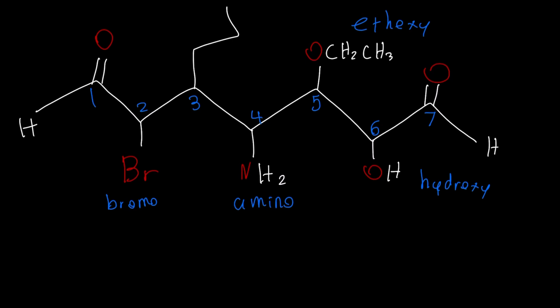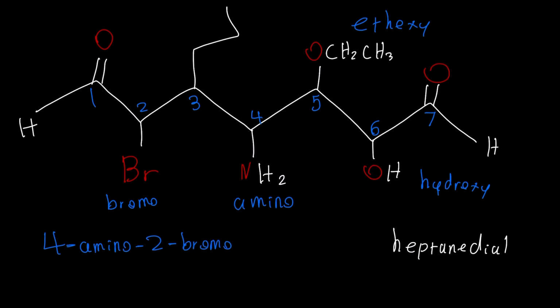Now let's write the parent name. We're going to have 7 carbons, so that's associated with heptane, and we have 2 aldehyde groups like this, so this is going to be heptane diol. Now to start naming these substituents, we want to start with the ones that come first in the alphabet. So amino comes first and it's on position 4, so it's going to be 4-amino. Next we have bromo on position 2, so it's going to be 2-bromo.